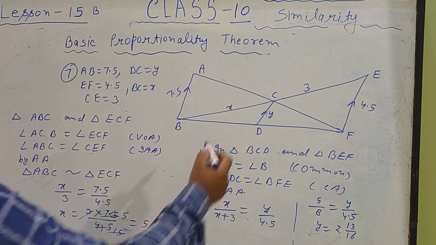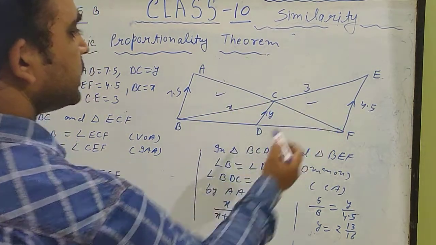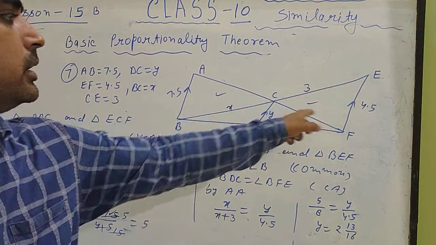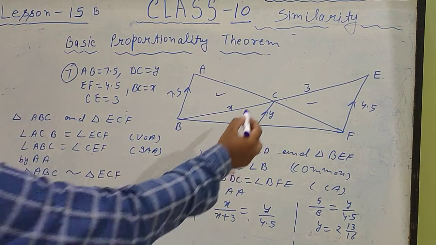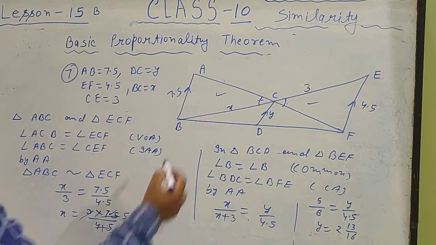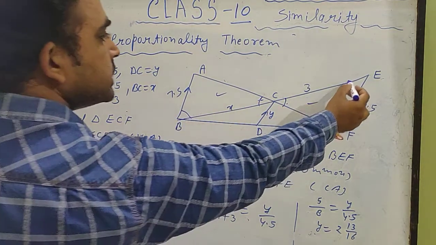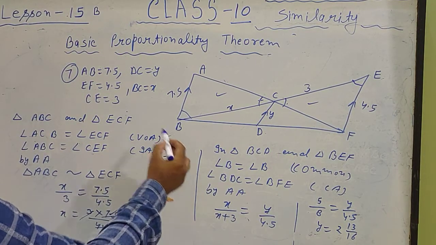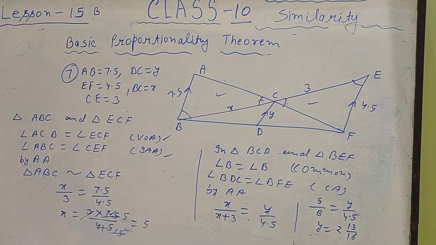So first we make similar this triangle and this triangle. Triangle ABC and triangle ECF. This angle is equal to this angle, vertically opposite angle, and this angle is equal to this angle, interior alternate angle. So vertically opposite angle and interior alternate angle, both angles are equal. By angle property, both are similar to each other. So by the similarity, we use the similarity rule.